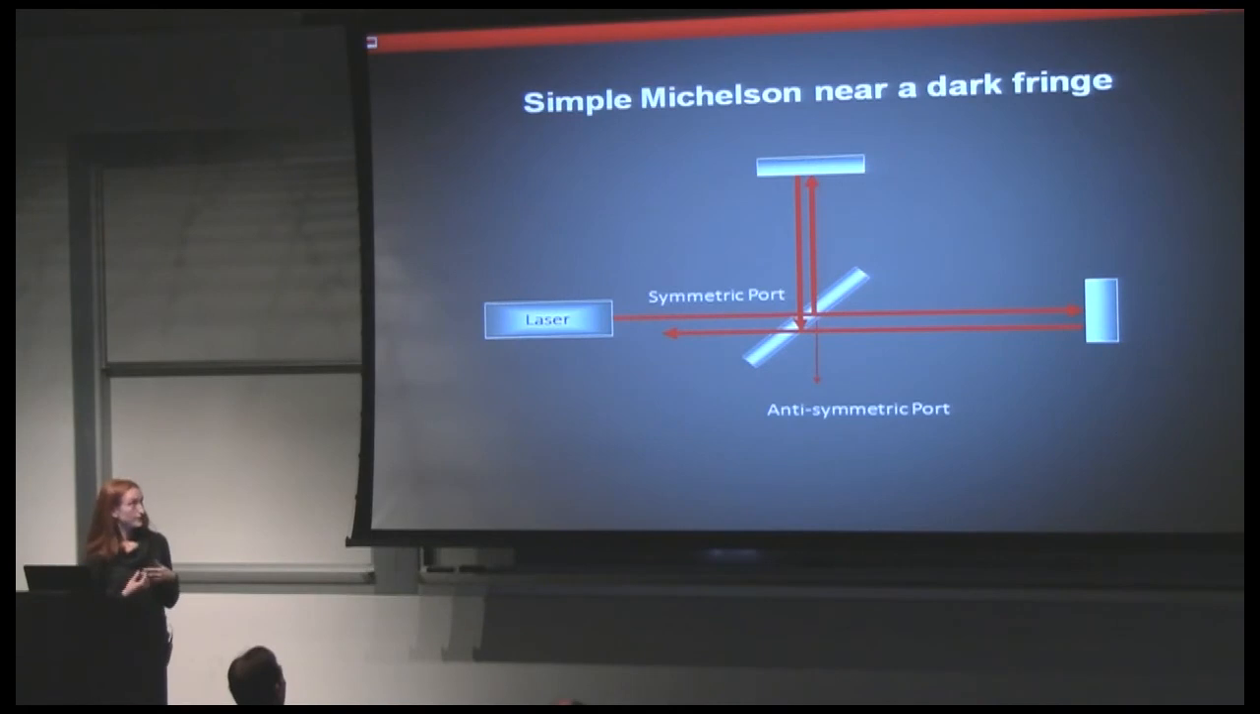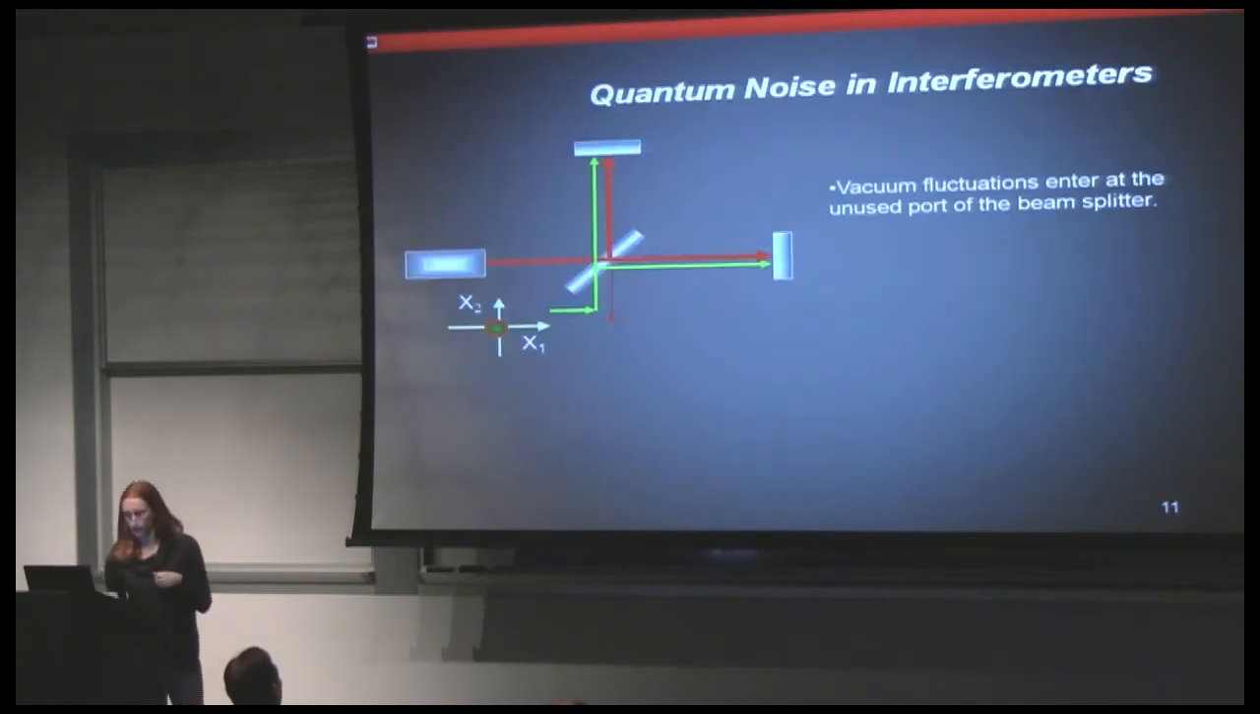But we can understand the quantum noise just by thinking about an even more simplified thing, which is just a simple Michelson near a dark fringe. We have laser light that comes in at the symmetric port. The arm lengths are locked so that most of that light goes back towards the symmetric port, and only a small amount comes out to the antisymmetric port where the gravitational waves are detected.